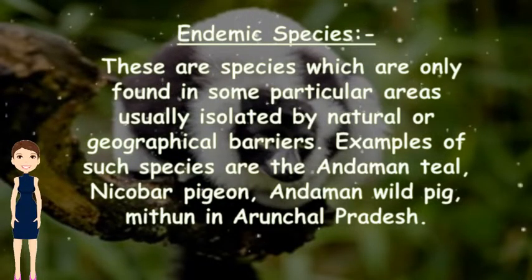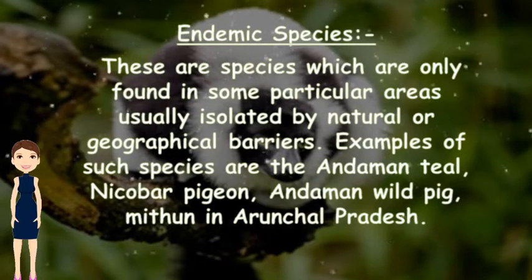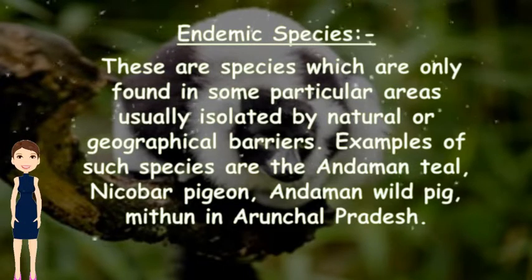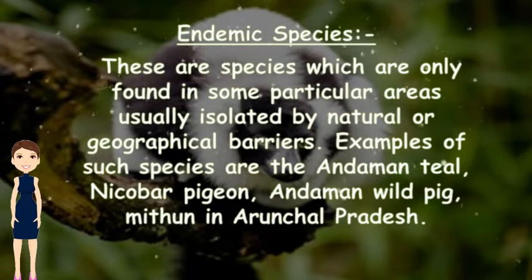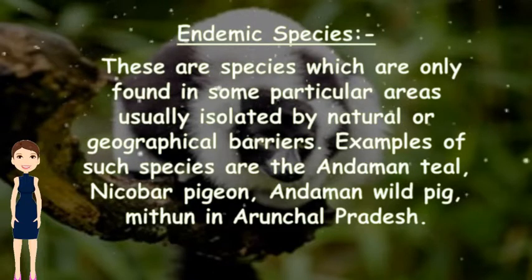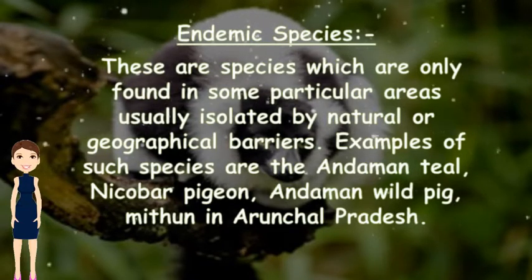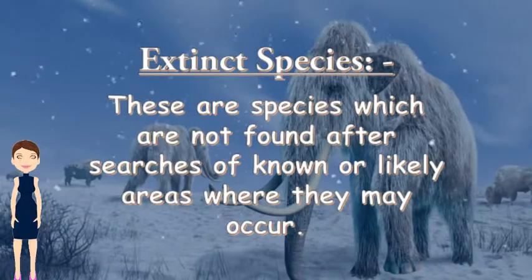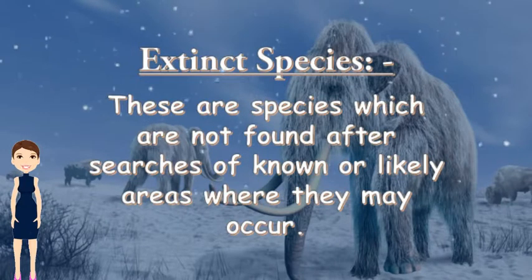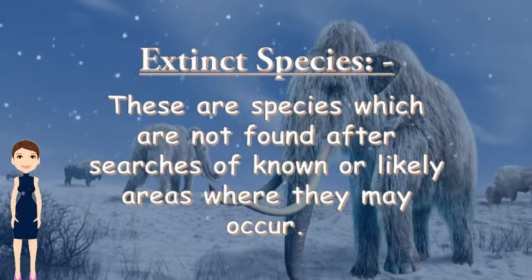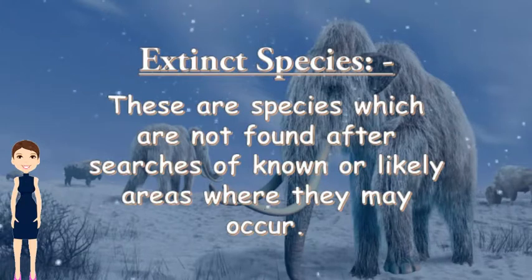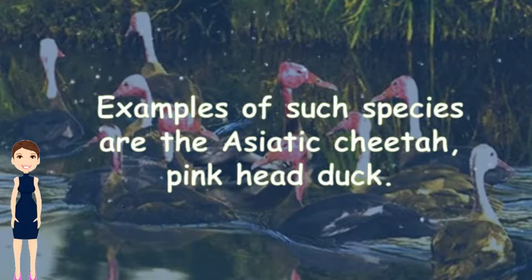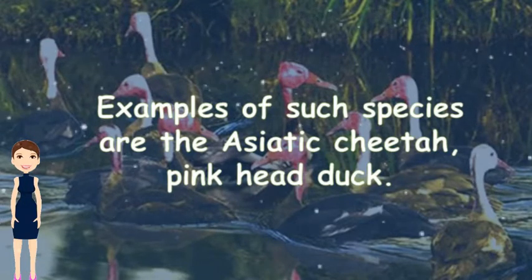Endemic species: these are species which are only found in some particular areas, usually isolated by natural or geographical barriers. Examples are the Andaman teal, Nicobar pigeon, Andaman wild pig, Mithun in Arunachal Pradesh. Extinct species: these are species which are not found after searches of known or likely areas where they may occur. Examples are the Asiatic cheetah, pink-headed duck.